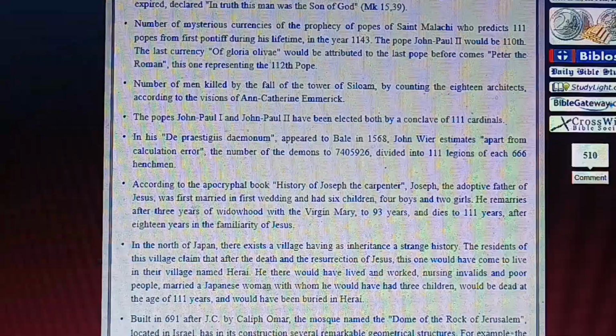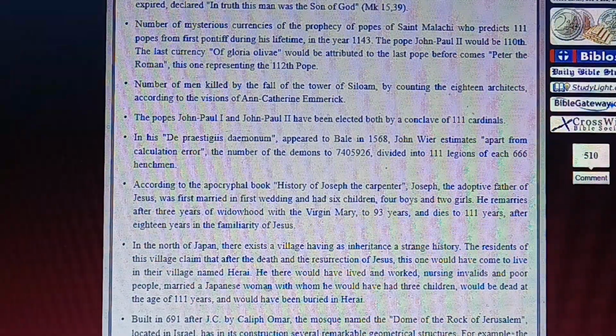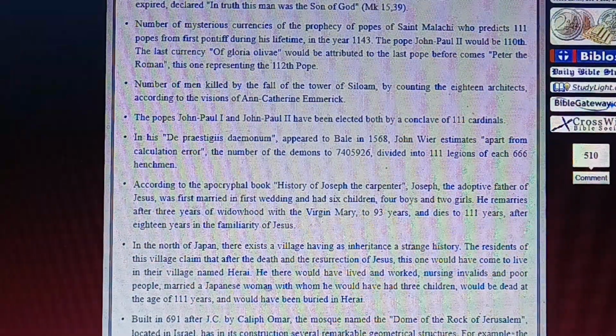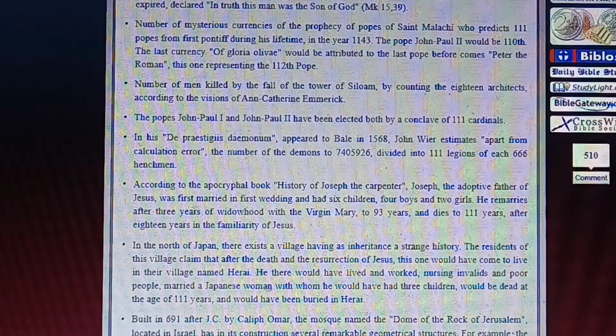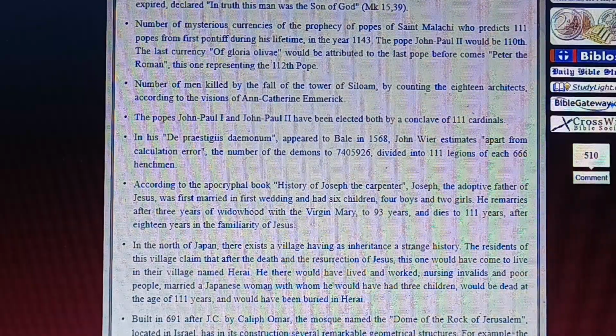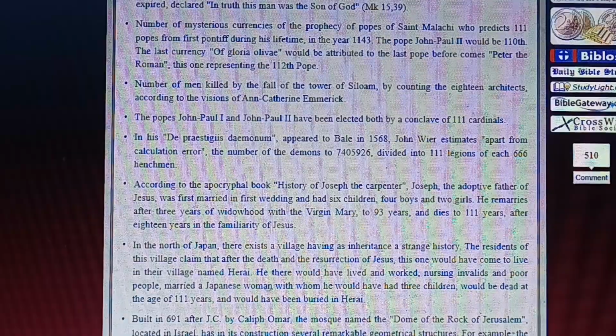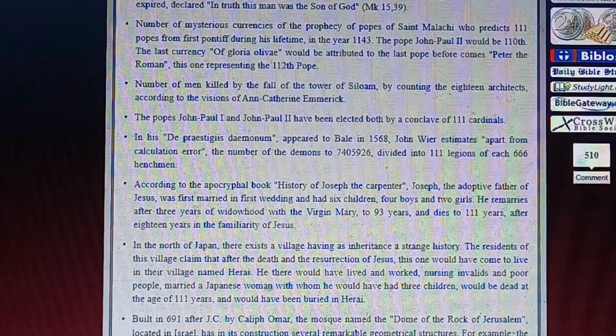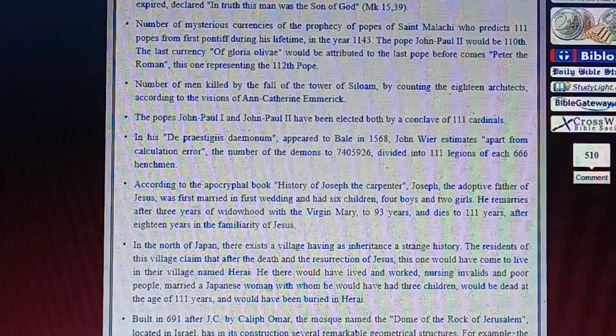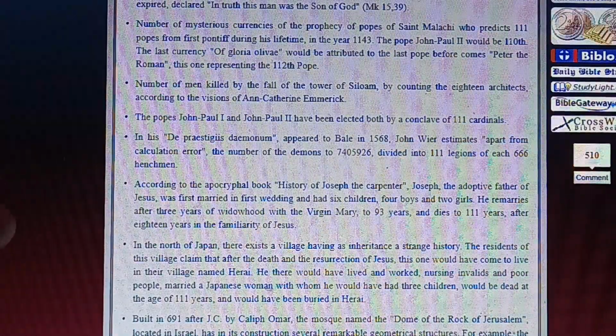And Pope John Paul II was the 111th Pope that this Pope predicted to be something Peter the Roman. Well, let's read it. Number of mysterious currencies of the papacy of popes of Saint Malachi, who predicts 111 popes from his pontiff during his lifetime in the year 1143. So Pope John Paul II would have been the 110th, and he was in Reagan's time.